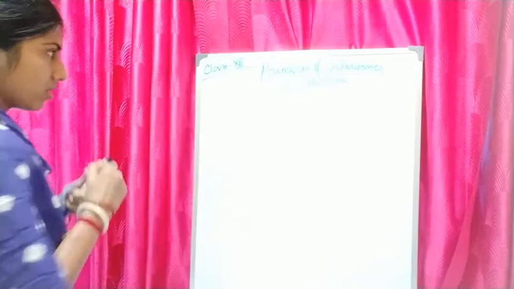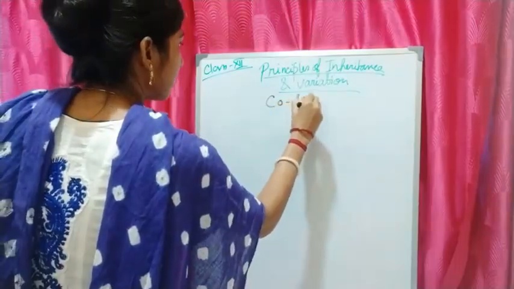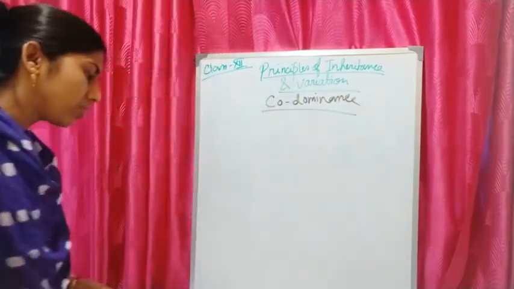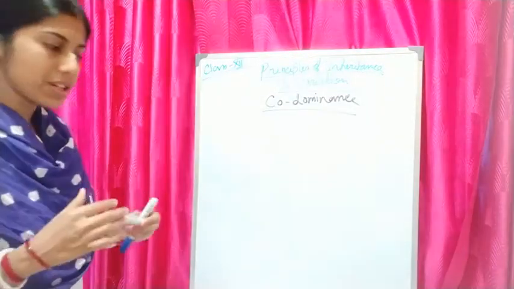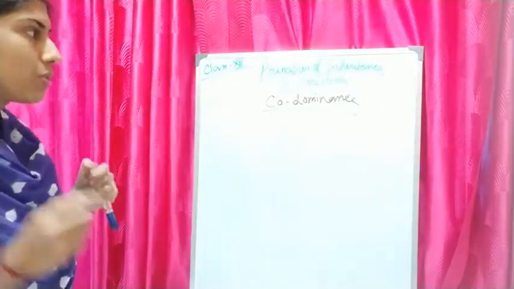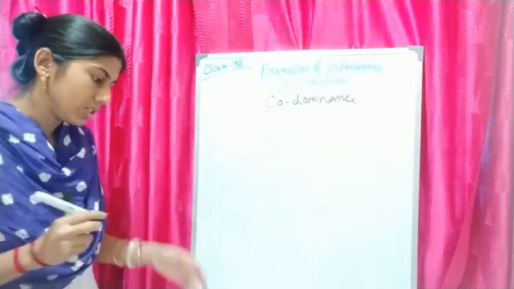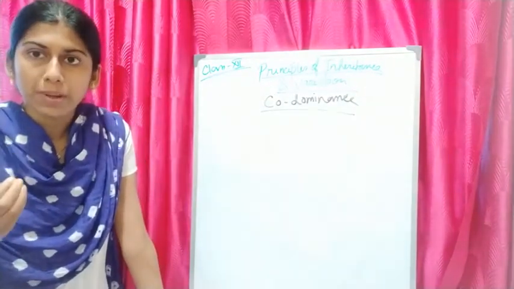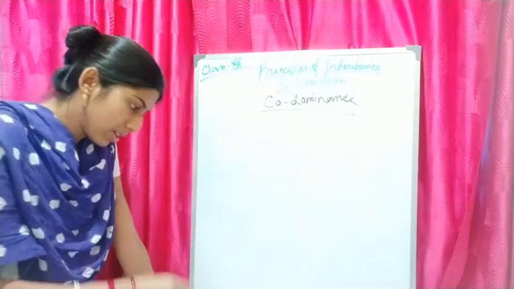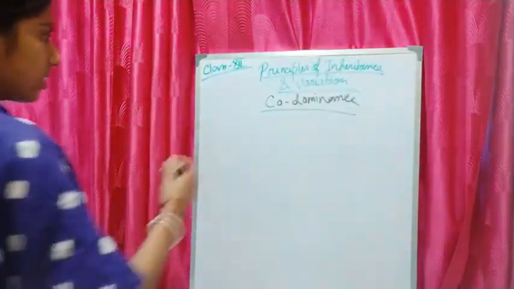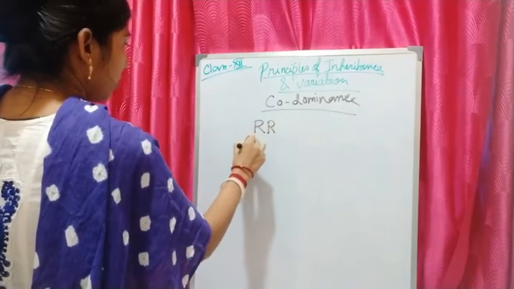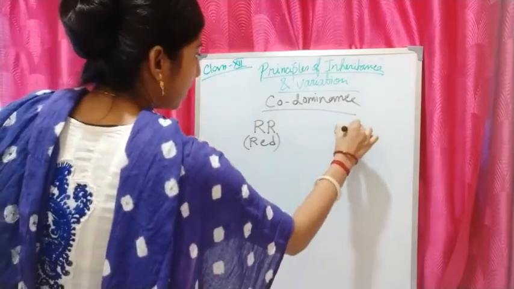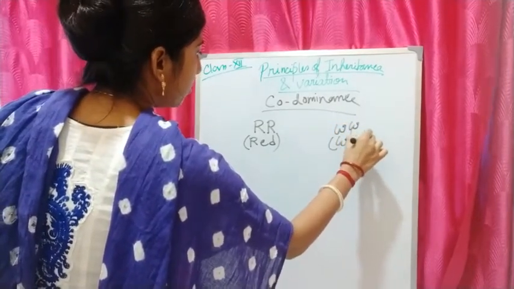Okay, so first you have to know what it is. Codominance means expression of both. That means one pair of contrasting characters will be shown. Like if you consider a cow having a red colored body, its genotype is capital R R, and another cow that is white in color, its genotype is WW.